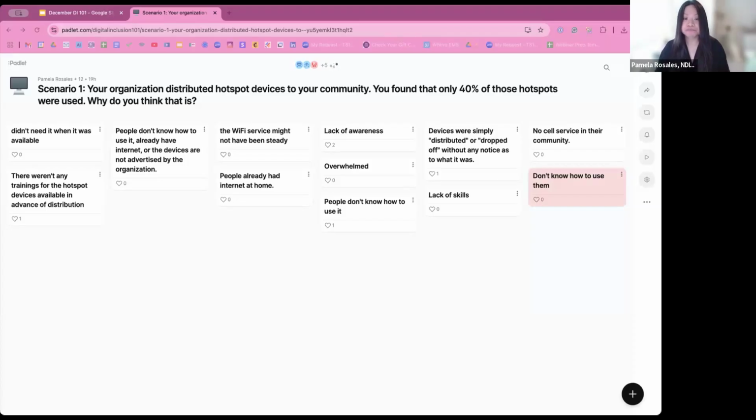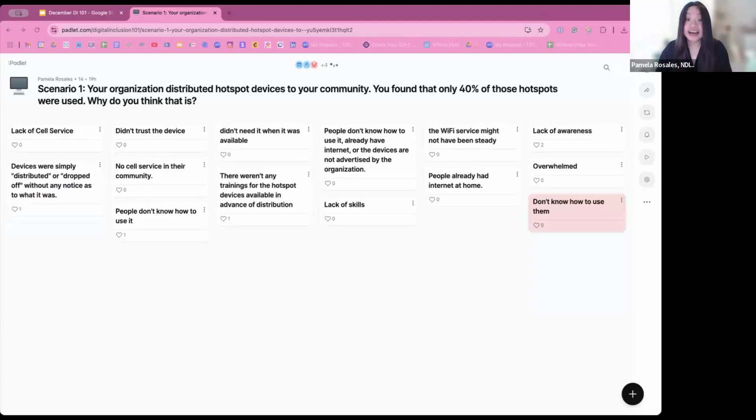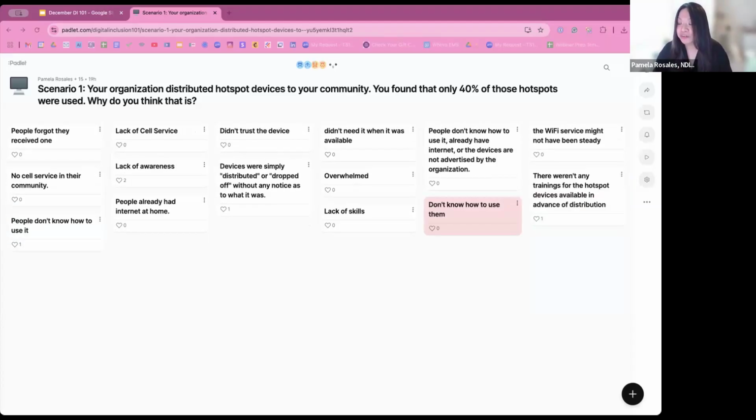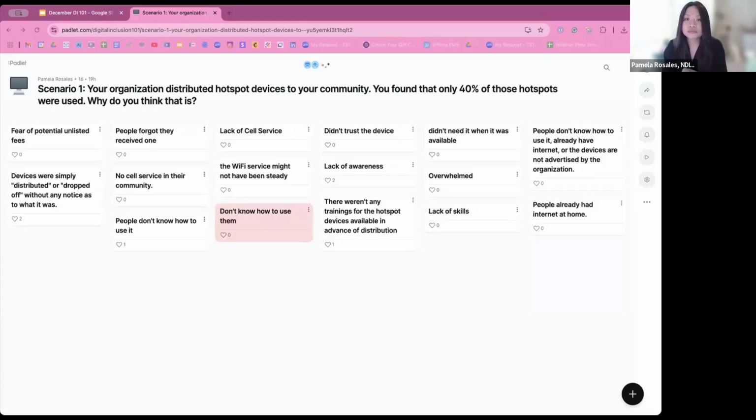Perfect. Somebody said didn't need it when it was available. Yes, somebody had mentioned trust. Exactly. You're all kind of getting at all the different problems I was hoping y'all would get. So this is amazing. People forgot that they received one. Exactly. You're all addressing things like, there isn't a device that they have at home to connect the hotspot to, right? So if you have a hotspot, great. But if you don't have a laptop or a tablet or a smartphone or any other device to connect that hotspot to, then it's almost just another thing that they can't really use.